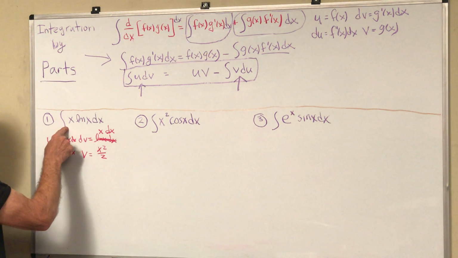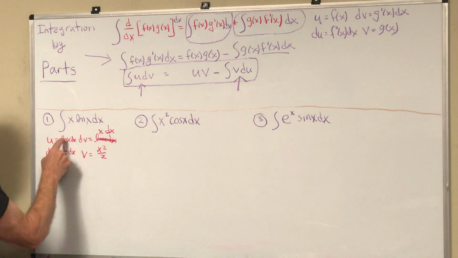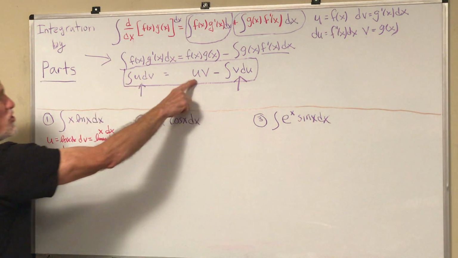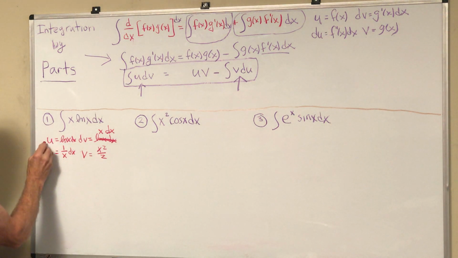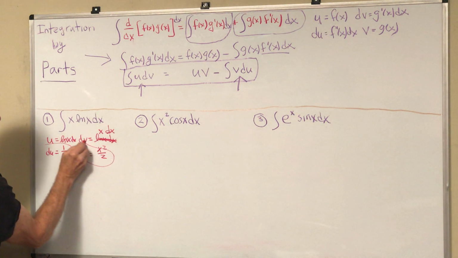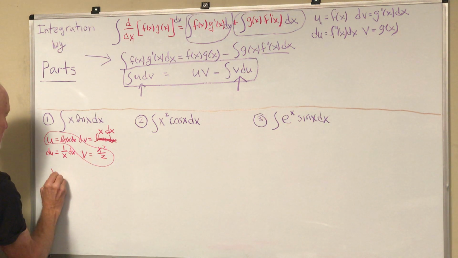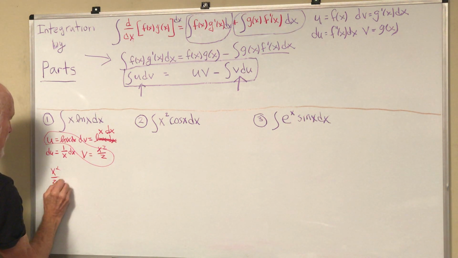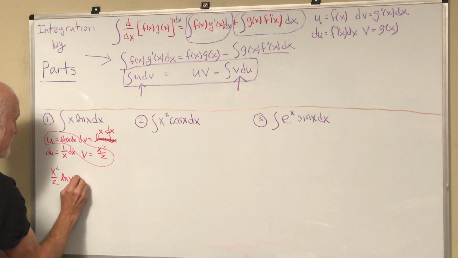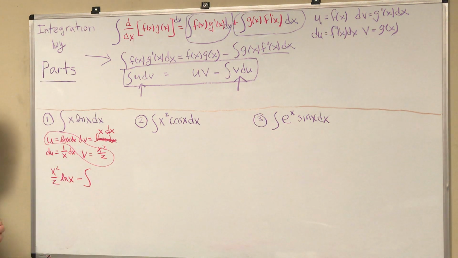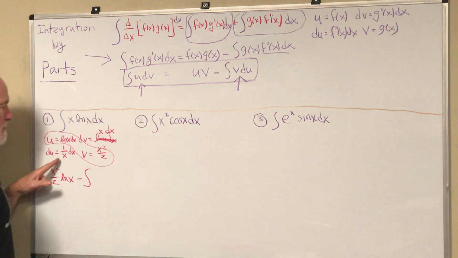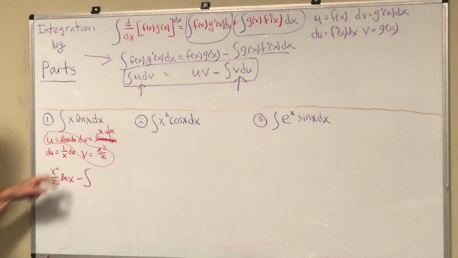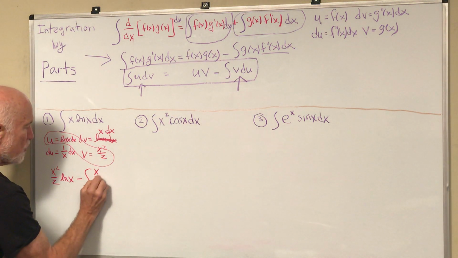So we know the integral of u dv, which is what we've got, is uv. Well, this is u and this is v. It's on the diagonal. So we get x squared over 2 times the natural log of x minus the integral of v du. That's the second part. Well, when you multiply these together, you get x over 2.